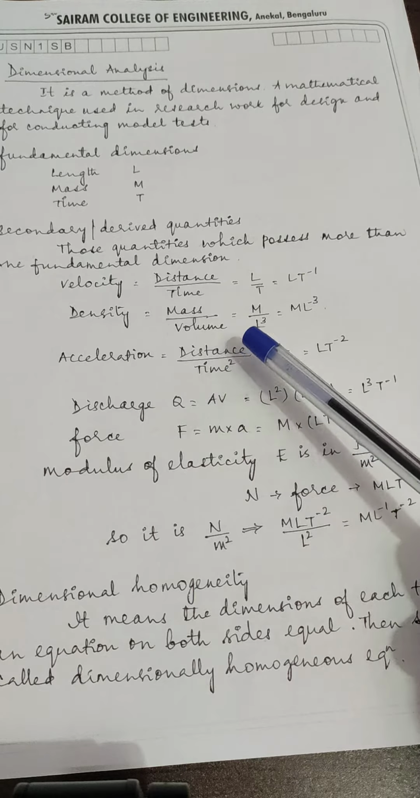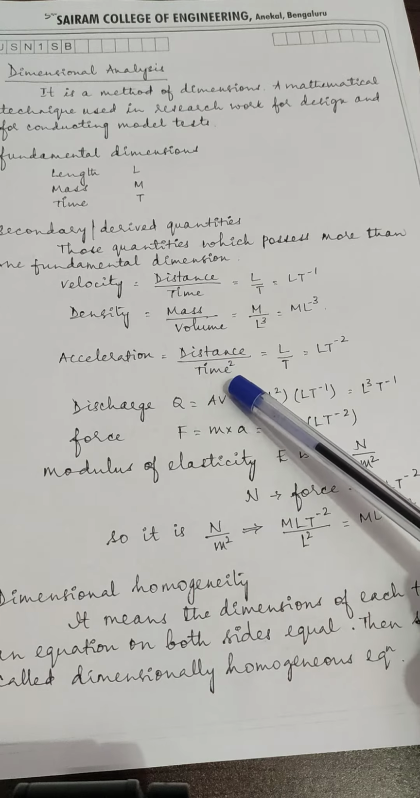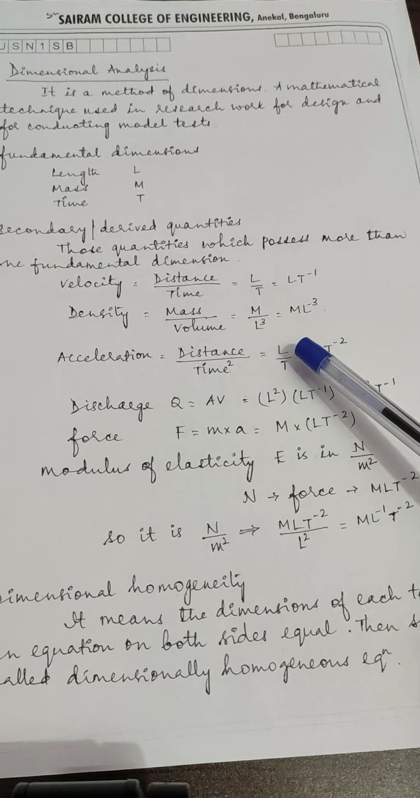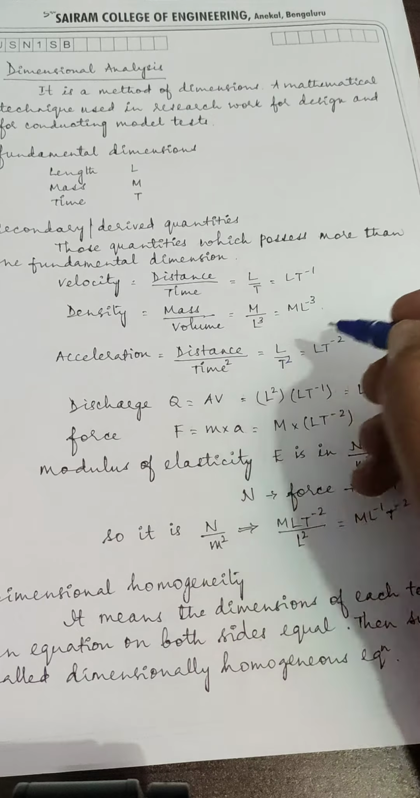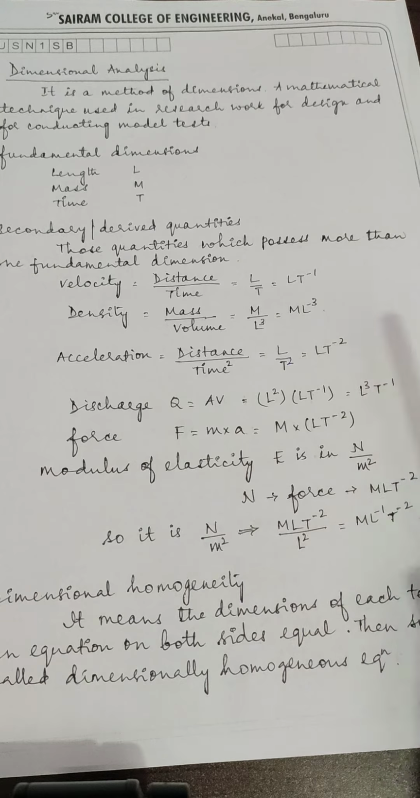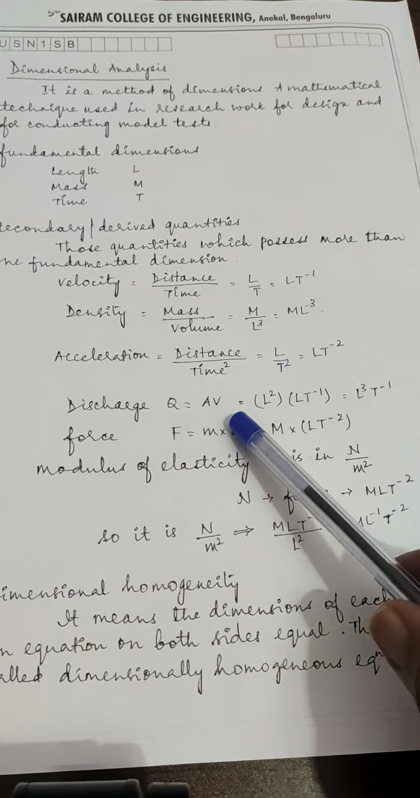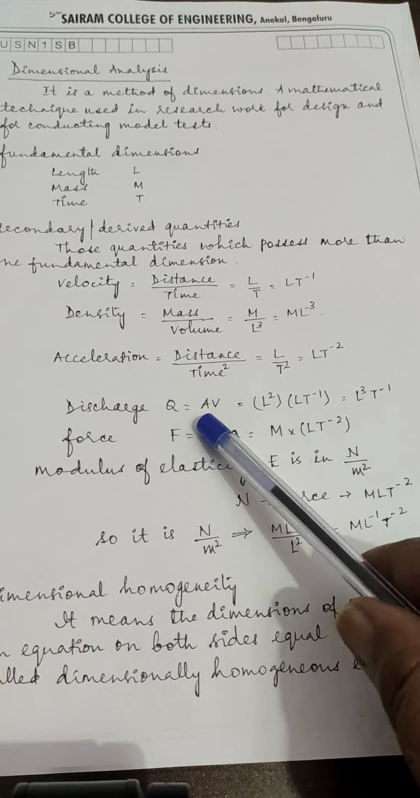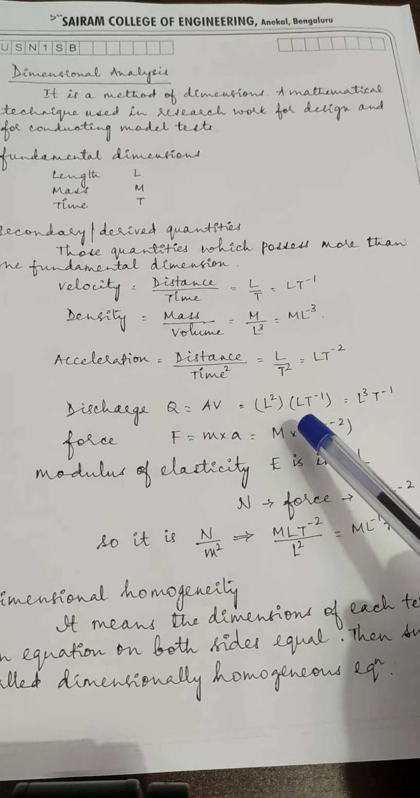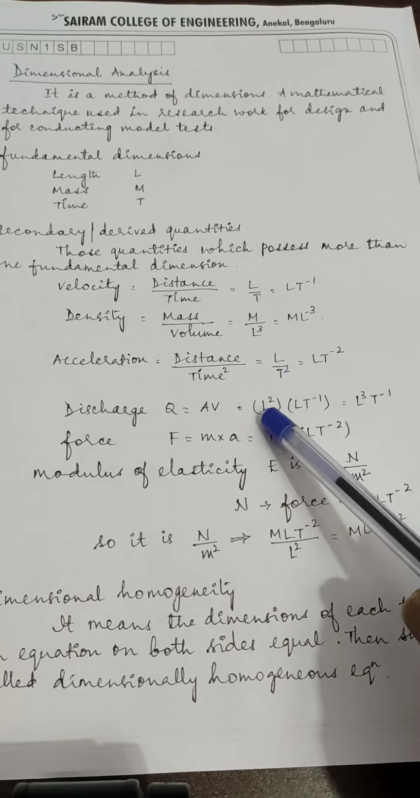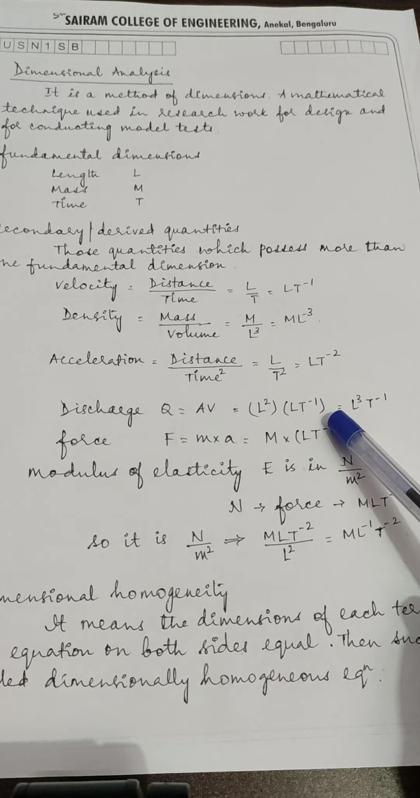Acceleration is given as the ratio of distance by time square, that is meter per second square. Meters is nothing but L and second square is T to the power of 2. So I can write it as L T to the power of minus 2. Discharge can be given as Q is equal to A into V, that is the product of area into velocity. Area is meter square, that is length into breadth, that is L square, and velocity is given as L T to the power of minus 1.